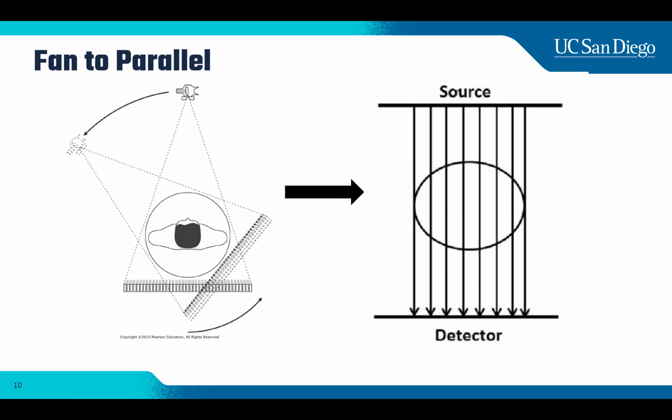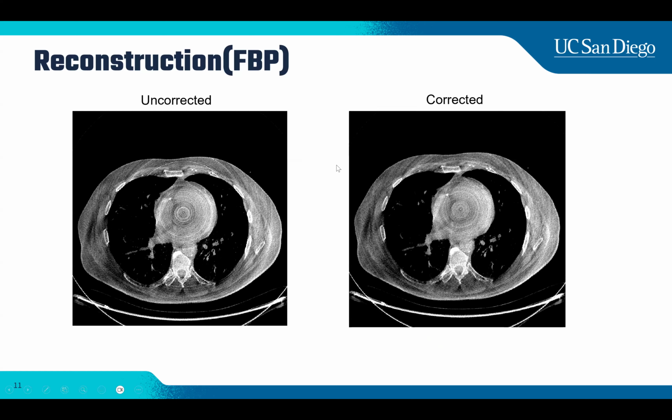So after the fan to parallel, we can finally go to the reconstruction. Here I use filtered back projection. The left is the dense uncorrected, and the right is the dense corrected. You can see in the uncorrected a lot of rings. That's because of those dents. And on the right, if I remove all of them, you get the image on the right. It looks a little bit better, but I'm not saying that much better.